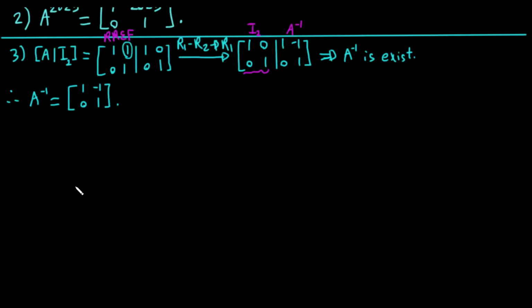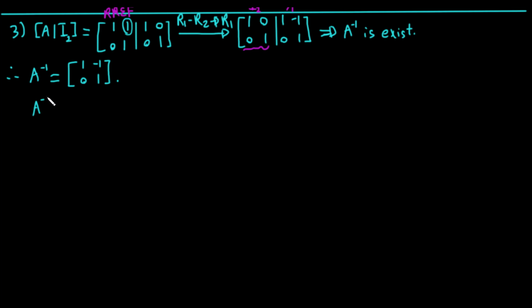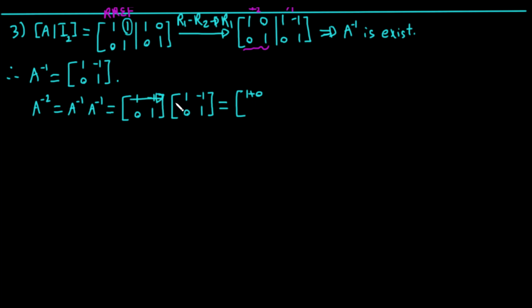So let's go back here. A to the power of minus 2 equals A to the power of minus 1 multiplied by A to the power of minus 1. So I will multiply this 2 times. Let's copy it from here. Now let's multiply them together. This row with this column: 1 multiplied by 1, which is 1, plus negative 1 multiplied by 0, which is 0. Now this row with this column: 1 multiplied by negative 1, which is negative 1, plus negative 1 multiplied by 1, which is negative 1.